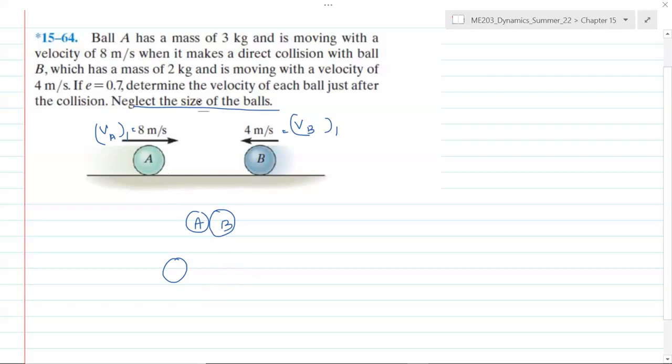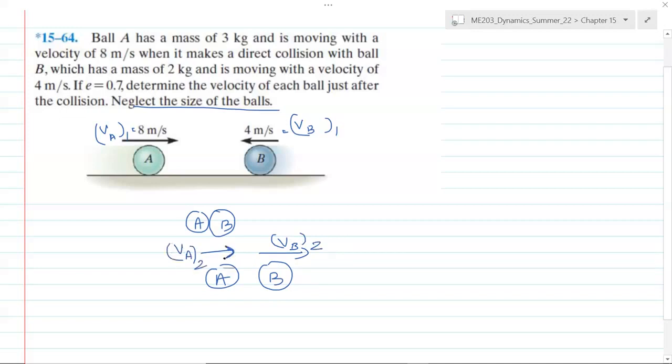So looking at the mass of ball A, which is 3 kg, and the velocity of ball A, which is 8 meters per second, when ball B has lower mass and lower speed, there are great chances that after impact, balls A and B together move in the right direction. So A and B after impact both move towards the right. So VB2 and VA2. This is our assumption.